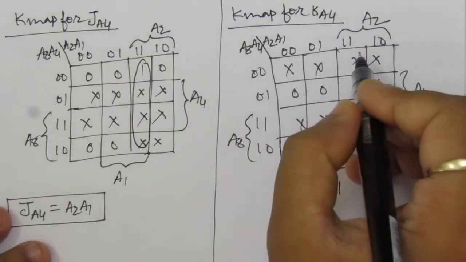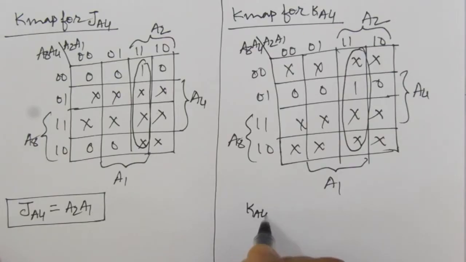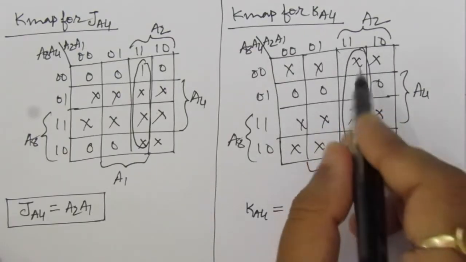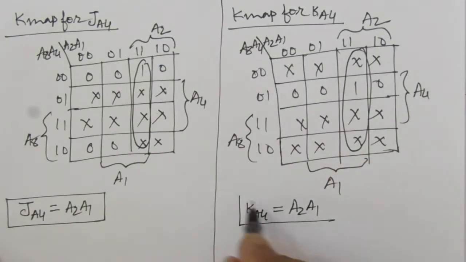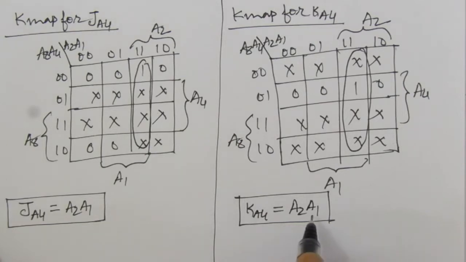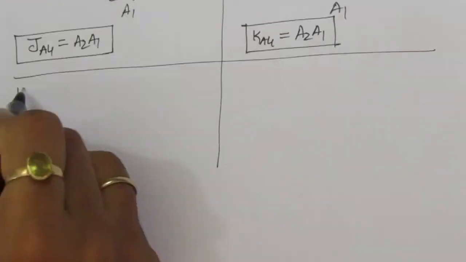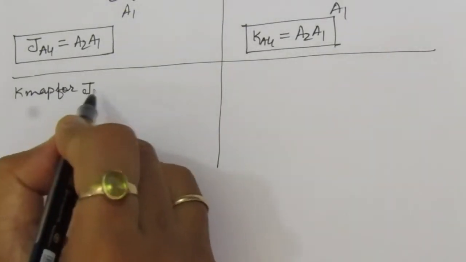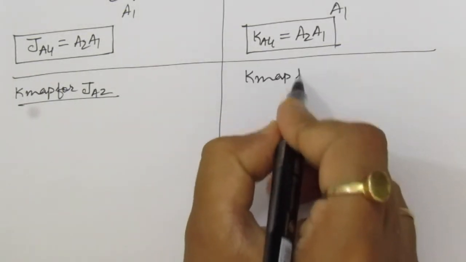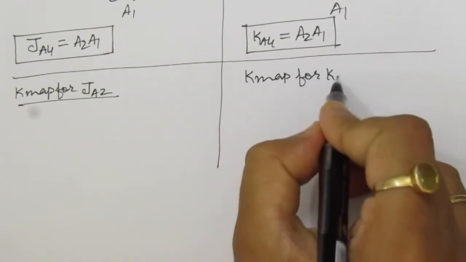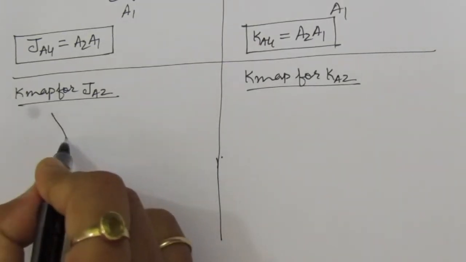So how can we combine? This will be the only one term. So here KA4 is equal to, from this combination we'll have A2 A1. Okay, so we have got the expression for KA4. Now we will find out the expression for JA2 and KA2. K map for JA2. Here we'll find out K map for KA2. So for JA2, here we'll have a 4 variable map.